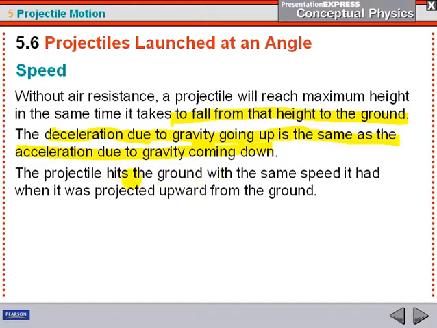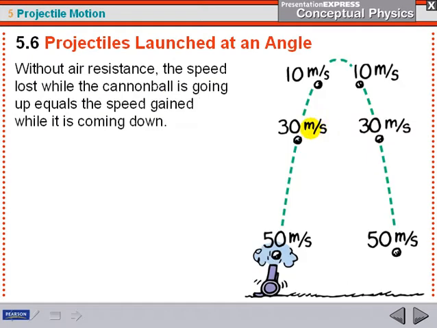And the other thing I was talking about is that the projectile is going to hit the ground with the same speed it had when it was launched upward. I always tell that story about the soccer where the midfielders are going to hit the ball, and that ball is going to hit their heads at about the same speed as it leaves the goalie's foot.